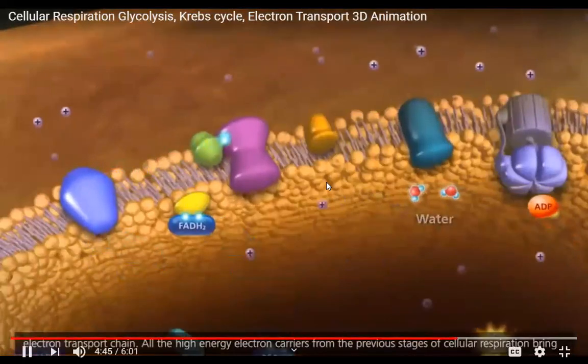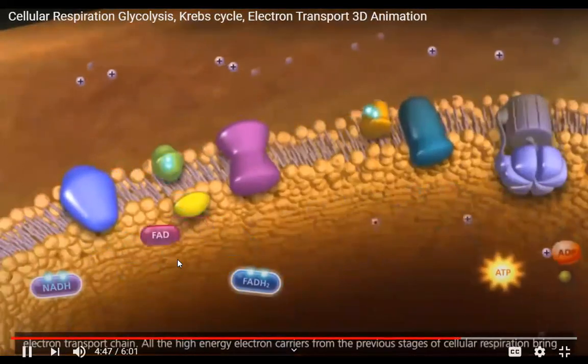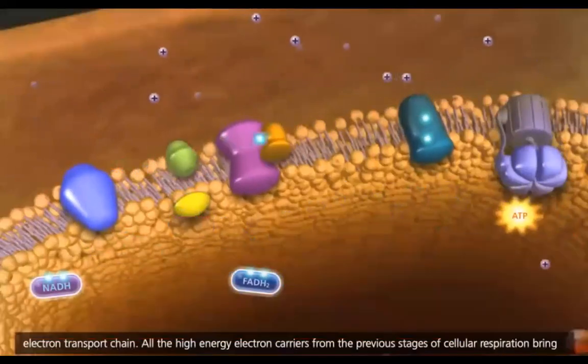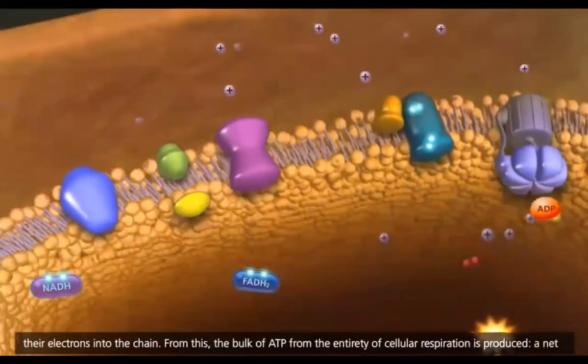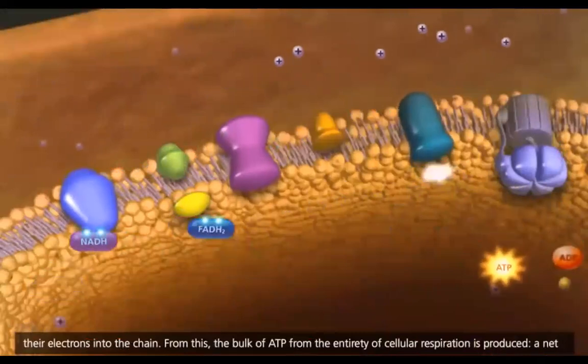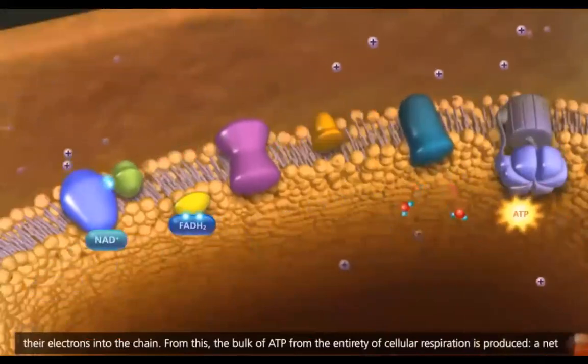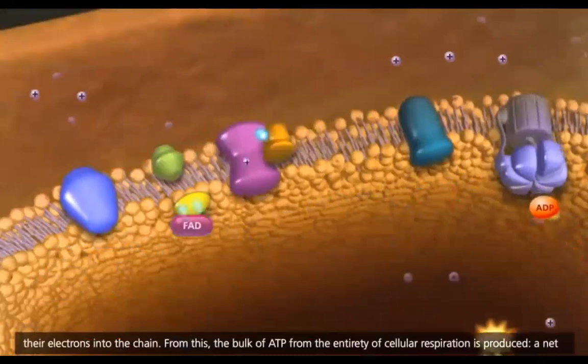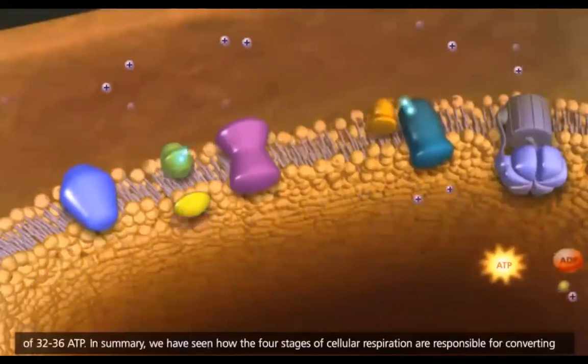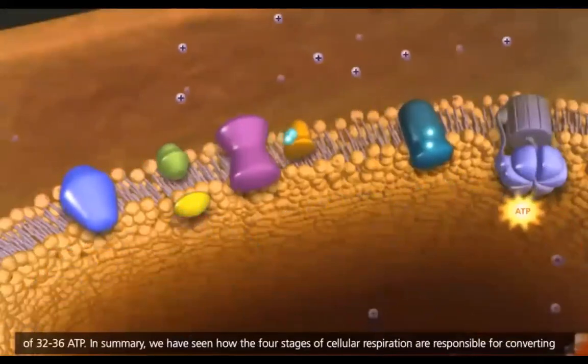That's all right here. High-energy electron carriers from the previous stages of cellular respiration bring their electrons into the chain. From this, the bulk of ATP from the entirety of cellular respiration is produced, a net of 32 to 36 ATP.